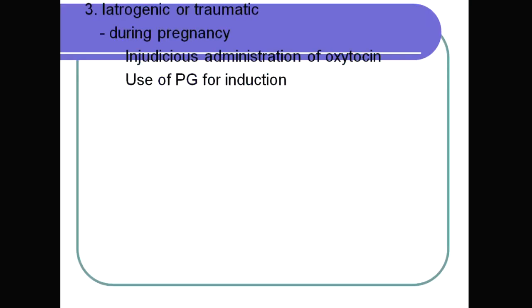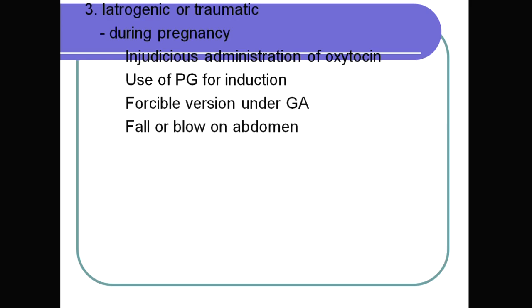Then the third type is iatrogenic or traumatic. During pregnancy, injudicious administration of oxytocin, so the uterus may go into a hypertonic contraction and it may end up in a uterine rupture. Use of prostaglandin for induction.